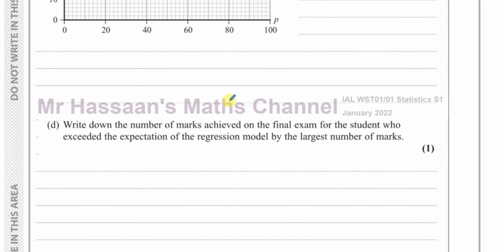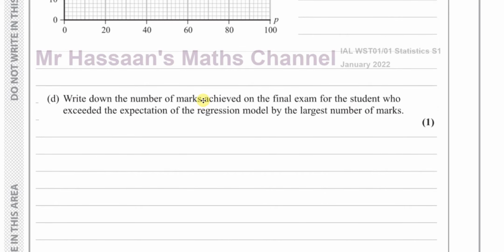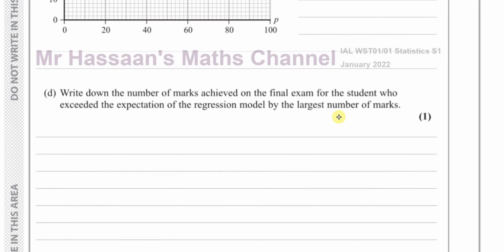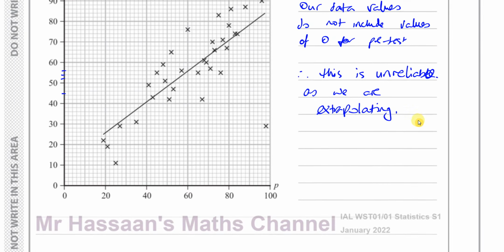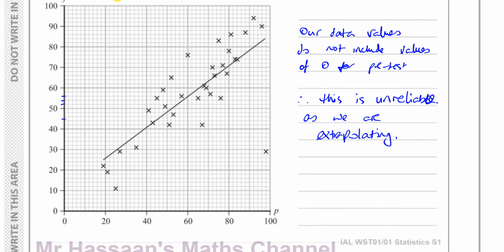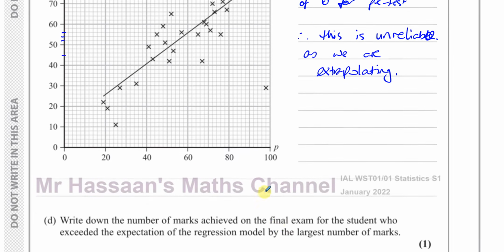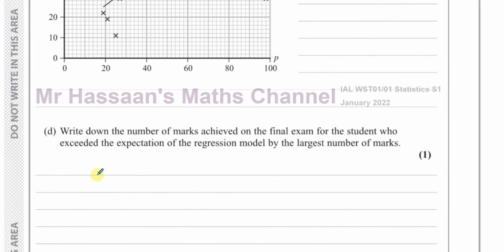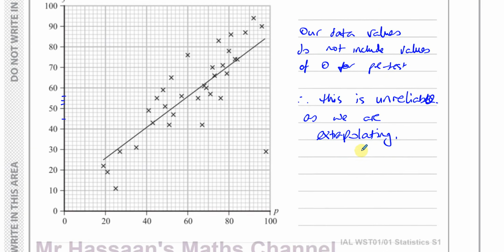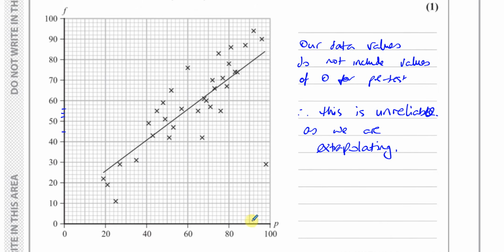Now for part D, it says write down the number of marks achieved on the final exam for the student who exceeded the expectation of the regression model by the largest number of marks. So if we go back to this diagram here, he exceeded the expectation. So that means the difference between the final score minus P is going to be the maximum amount. The final score minus the pre-test has to be the biggest difference.